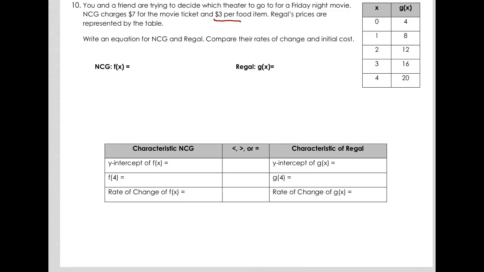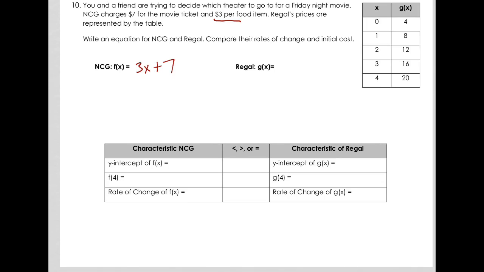All right, anyways. So we would have 3x. And then the other thing would obviously be your constant. $7 is something that you're going to be charged regardless of anything else. So plus 7. Okay, so f of x is equal to 3x plus 7.